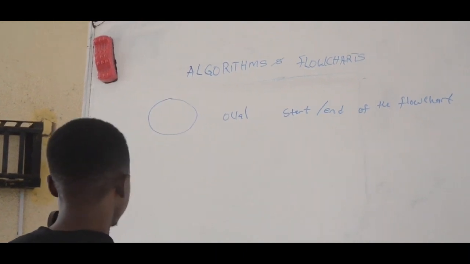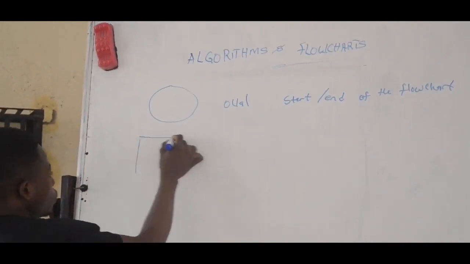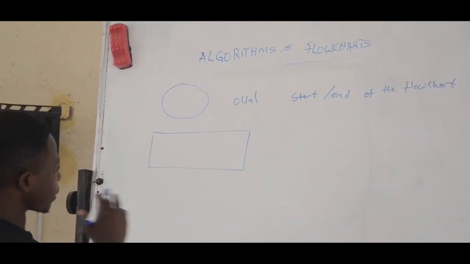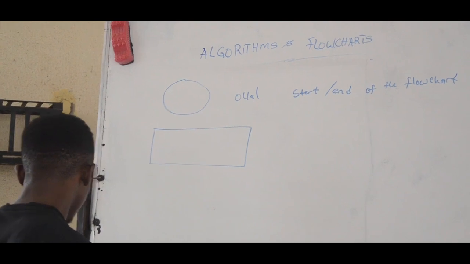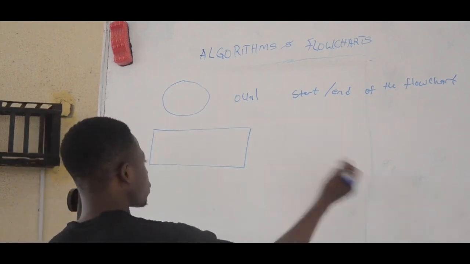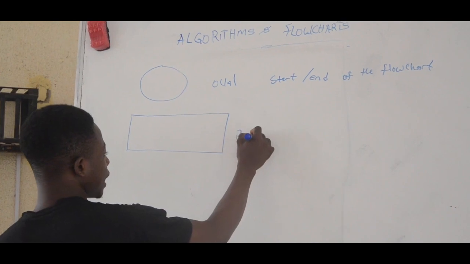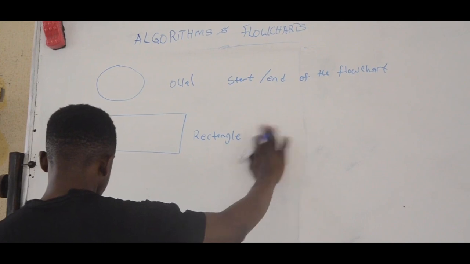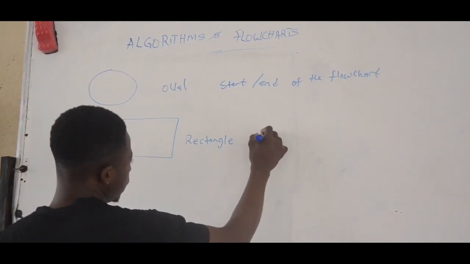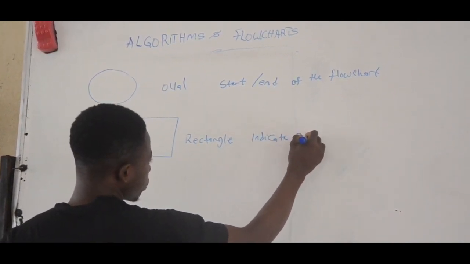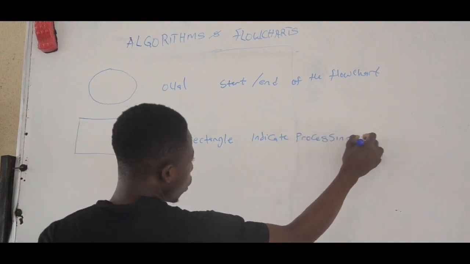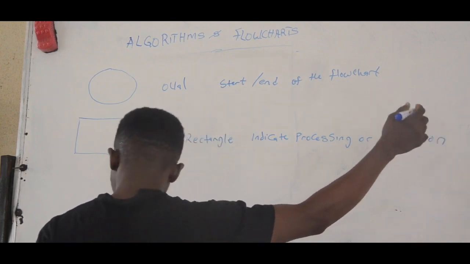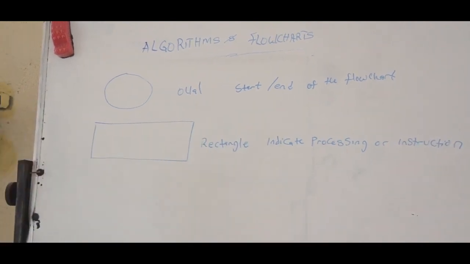So the next shape, letter F here, which shape is this? This is a rectangle. A rectangle is different from a square. So what does a rectangle do? It indicates the process or instruction. It shows your processing or instruction. That's what it does. And the next shape here is the parallelogram.